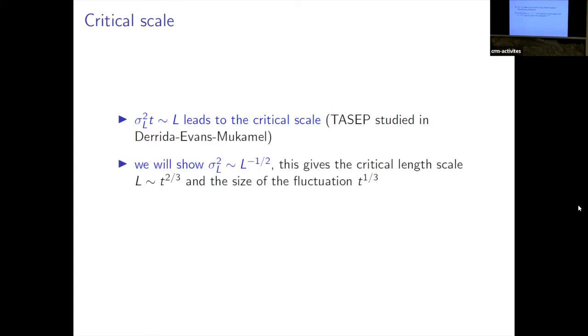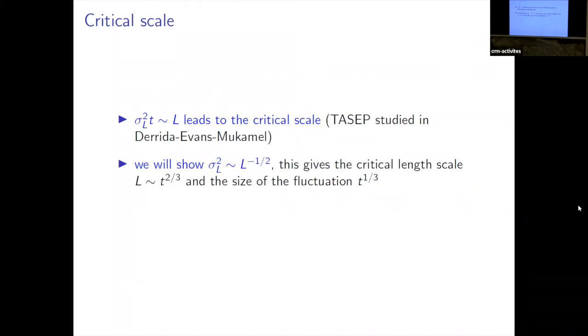So we'll show that the decay rate of this sigma_L squared is 1 over square root of L. And then if you just match terms, you get L is of order t to the 2/3. You plug that in, you get the variance of order t to the 2/3. So the standard deviation is of order t to the 1/3. So that's the heuristic for the 2/3 and 1/3.